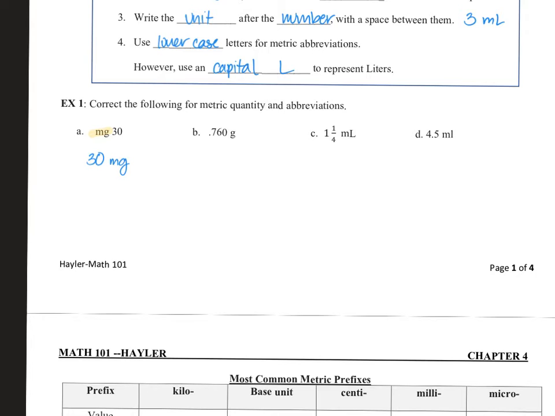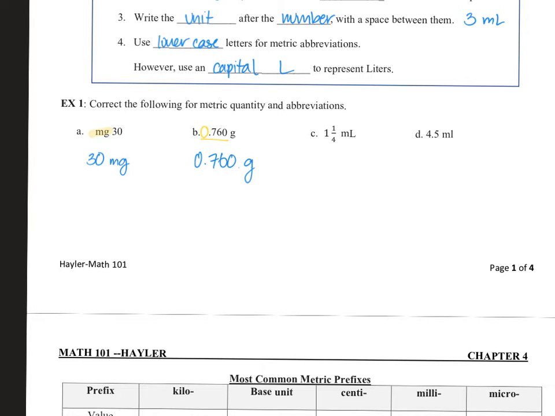So for B, what is wrong with B? Well, notice it's a decimal. So there should be that 0 in front of it. Let's go ahead and rewrite it with the 0. 0.760 grams. If I wanted to be really picky, there probably should be a bit more of a space between the 0.760 and the g.